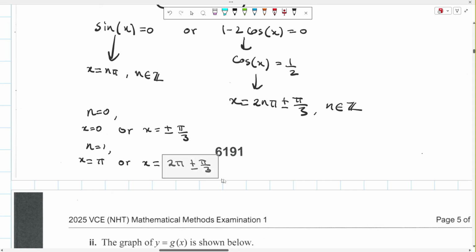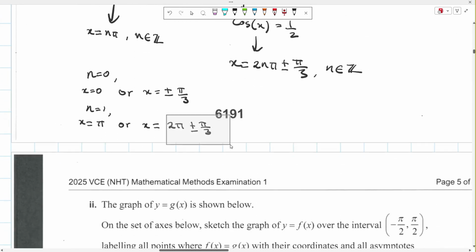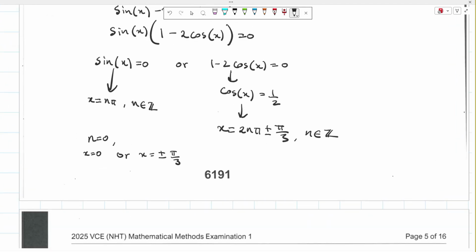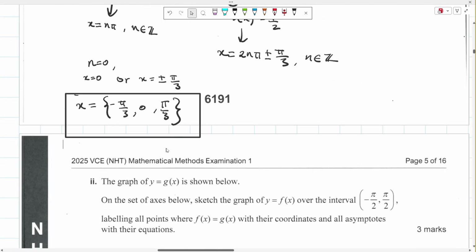Now, these are not going to work here because they fall outside of the domain. x is equal to pi is not in the domain, it's round brackets. And 2 pi plus pi on 3 is not within the domain, and neither is 2 pi minus pi on 3. So the only ones that work are x is equal to negative pi on 3, 0, pi on 3. There we go. So we've done that one.